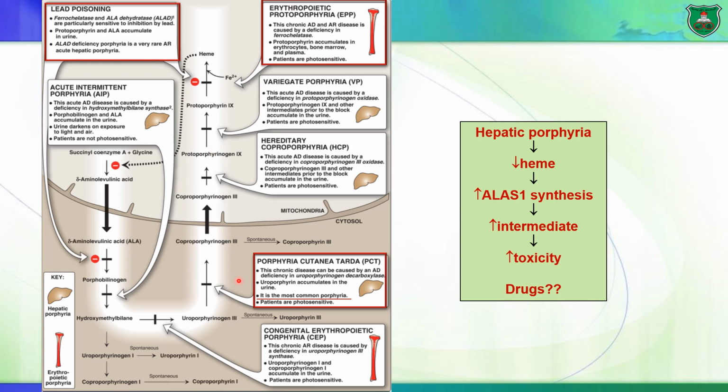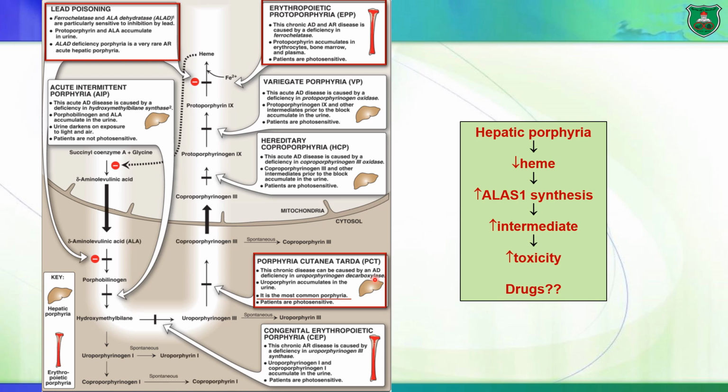And the third one that we want to focus on is Porphyria cutanea tarda, and the reason is that it is the most common porphyria. So this is the one that you might be exposed to in the future. This is an autosomal dominant disease. It results in deficiency in the enzyme uroporphyrinogen decarboxylase that results in the formation of coproporphyrinogen 3 that goes into the mitochondria. Patients are photosensitive because this is a cyclic molecule.